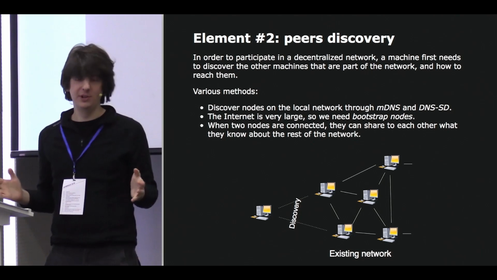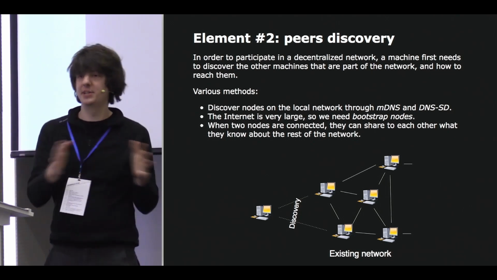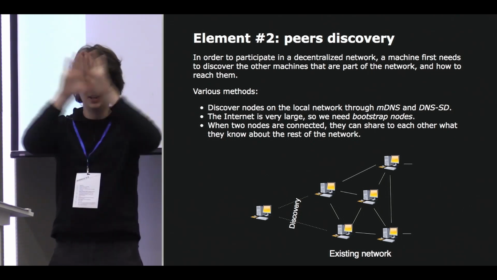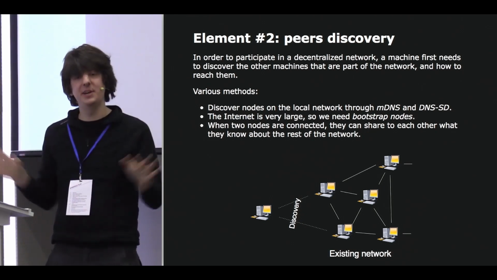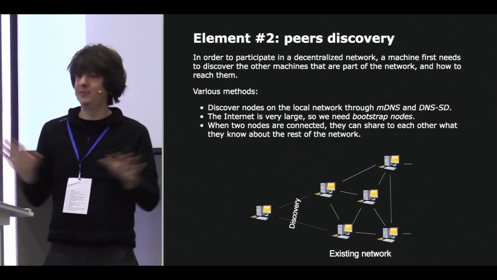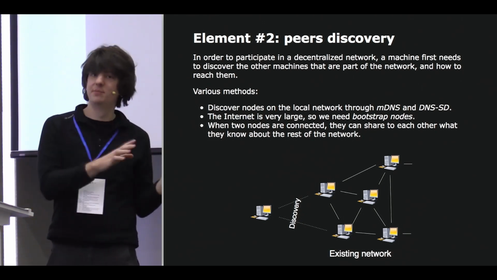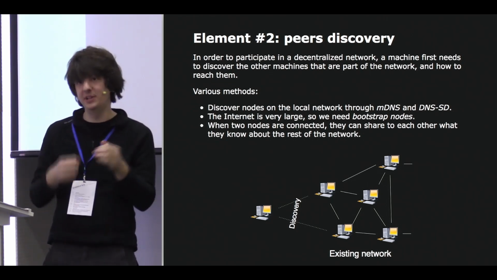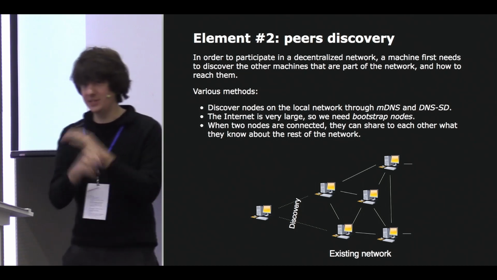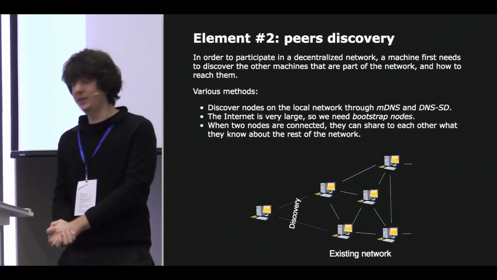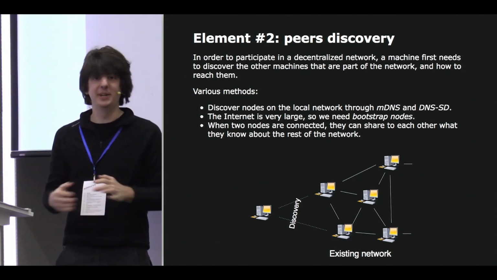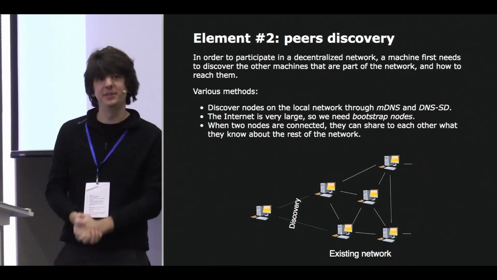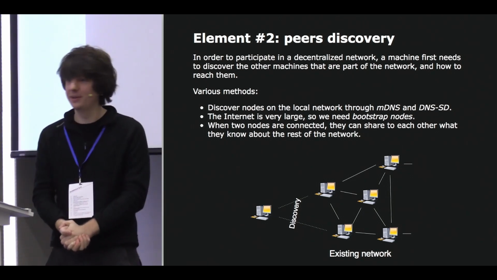So the way this works is you just broadcast a message over UDP on the UDP multicast IP. And every node on the network receives this message and broadcasts its IP, and so nodes just discover each other and connect to each other. That's how you do it on a local network. You cannot do that on the internet, because you cannot just broadcast a message on the entire internet. That's not going to work.